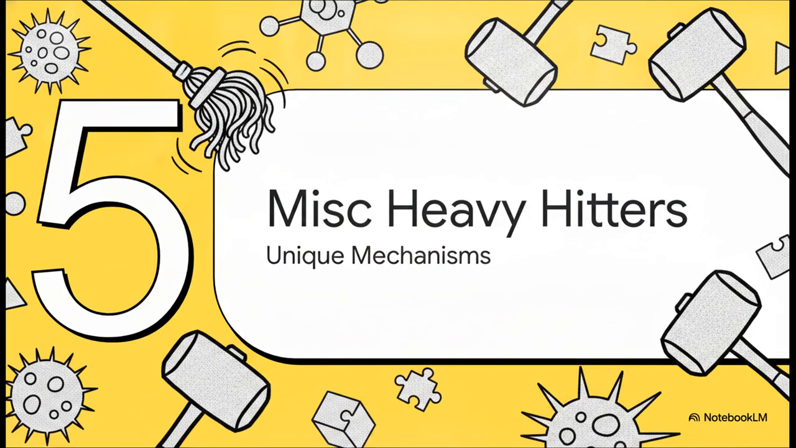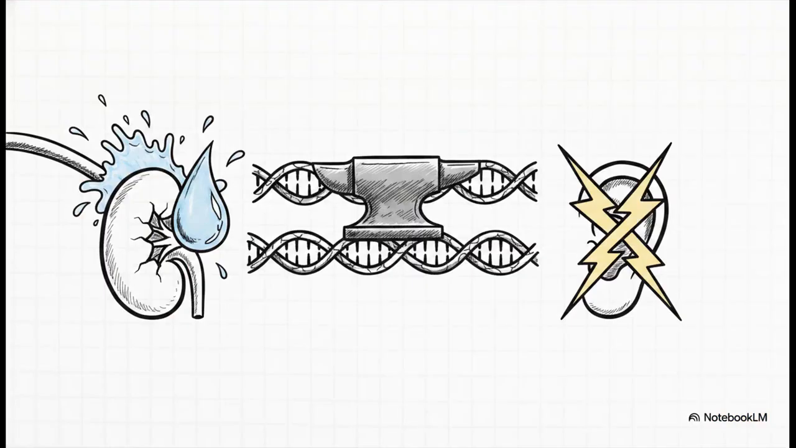Now, let's mop up with a couple of standalone agents that don't quite fit the previous molds in Section 5, Miscellaneous Heavy Hitters. First up is cisplatin. This is a brutal heavy metal weapon, literally a platinum coordination complex. It works kind of like the alkylating agents by forming crosslinks in the DNA, but the high-yield takeaway is its toxicity profile. It causes severe nephrotoxicity, destroying the kidneys, and ototoxicity, causing hearing loss. Because of this, aggressive hydration and diuresis are an absolute requirement to protect the patient's kidneys when administering this drug.